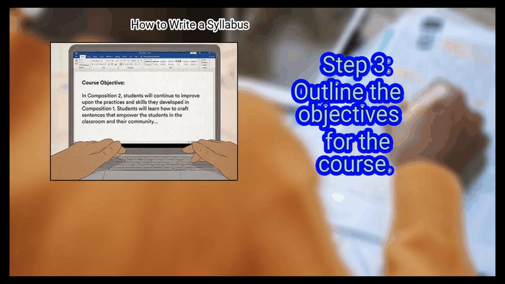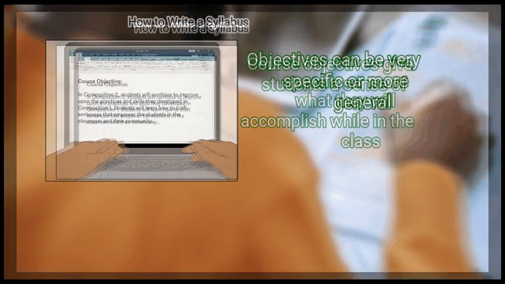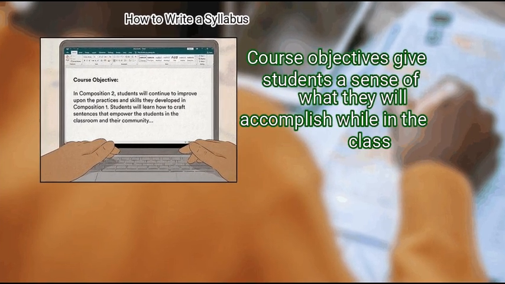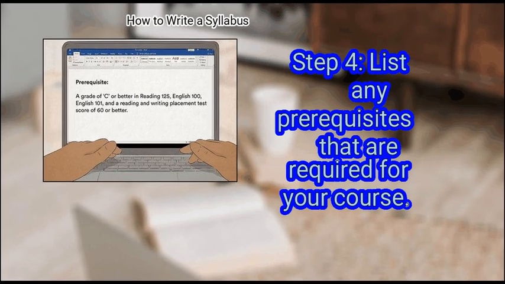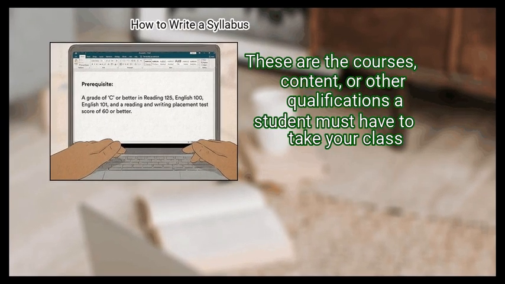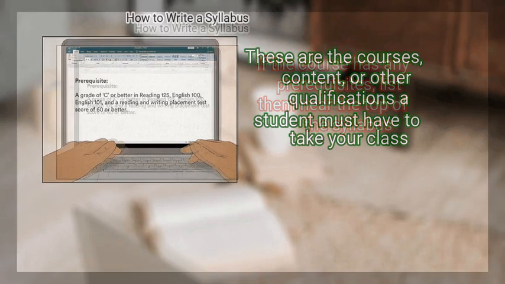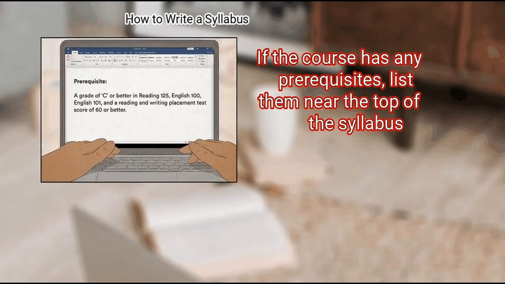Step 3. Outline the objectives for the course. Objectives can be very specific or more general. Course objectives give students a sense of what they will accomplish while in the class. Step 4. List any prerequisites that are required for your course. These are the courses, content, or other qualifications a student must have to take your class. If the course has any prerequisites, list them near the top of the syllabus.